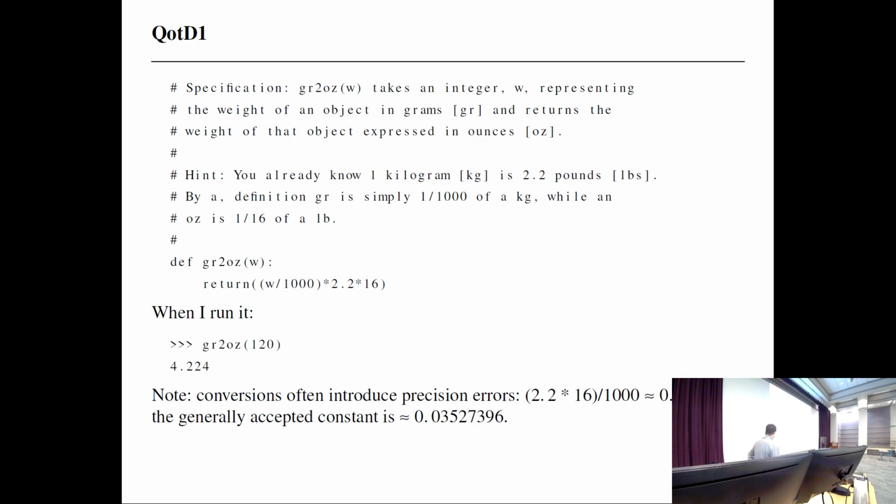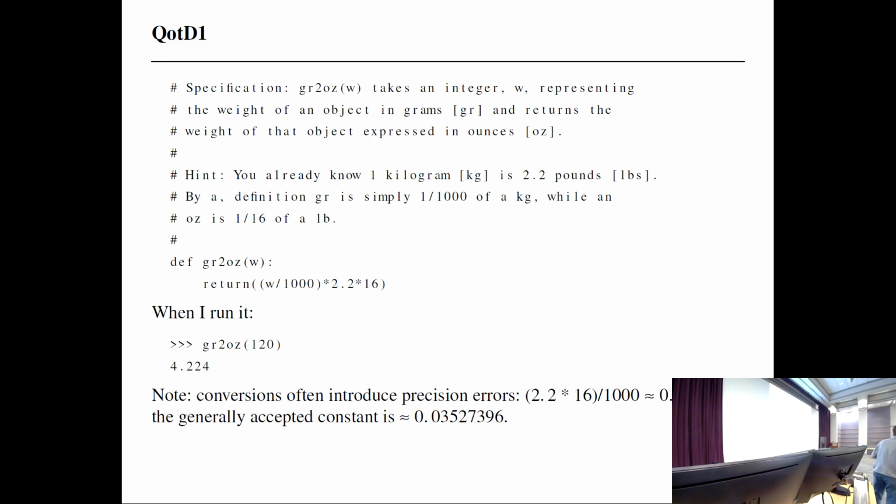The generally accepted constant is this. Some of you, very cleverly, looked up the gram to ounces conversion factor, and you used this to perform exactly one multiplication. So you returned W times this constant. Some of you got the constant wrong. You were off by a few decimals.